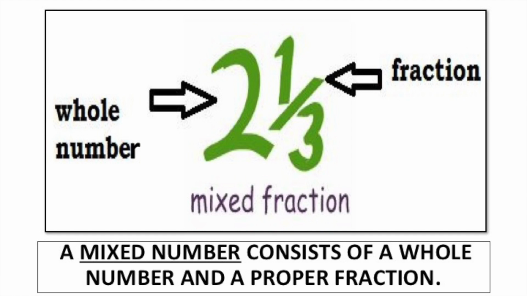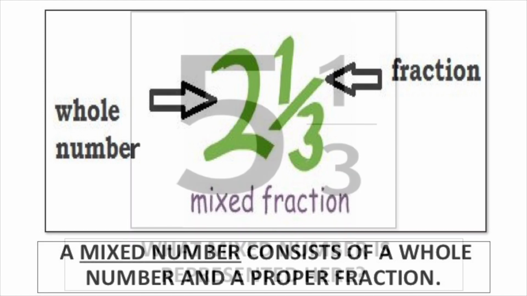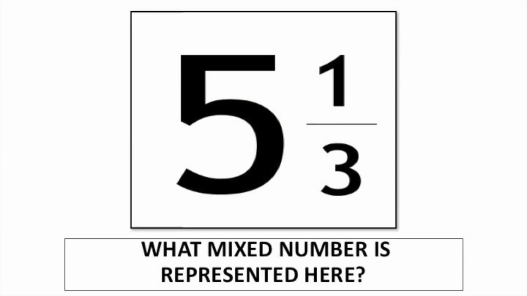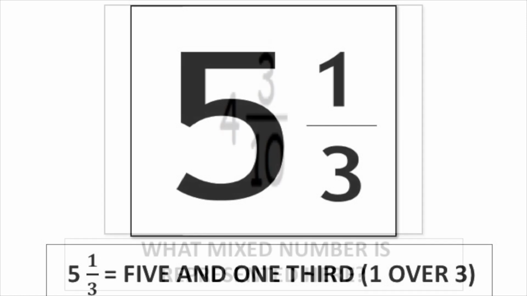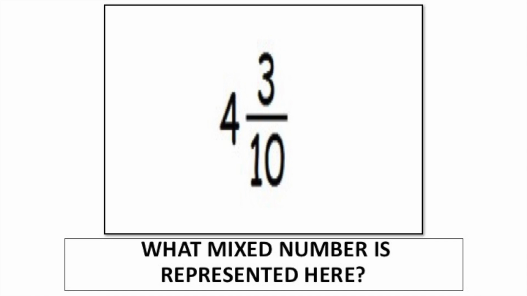So let's see if you can get these following mixed numbers, guys. 5 1/3. Excellent. You see, we've got 5 as the whole number first, and then the fraction, 1/3. So the mixed number here, 5 and 1/3. The next one. Yes, 4 3/10.